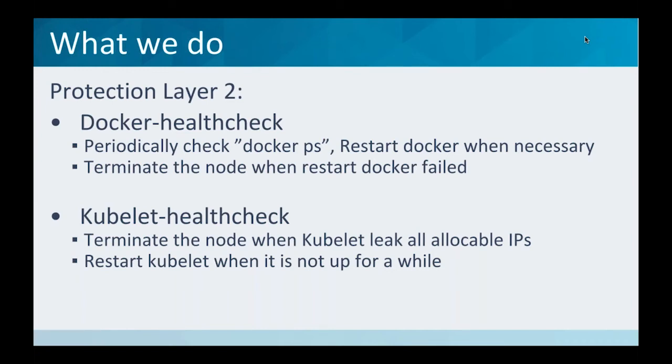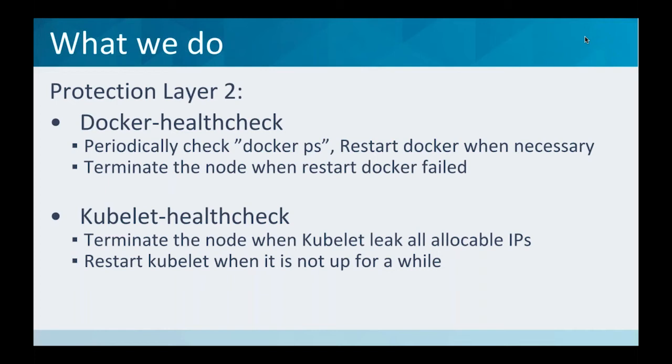There's a runaway process on the node that is constantly spawning other processes. Anything can happen, so we just terminate the node. Right, and we also had, like you mentioned, the allocatable IPs being full. That's another issue. Yes, exactly. So that part we try to get around with a kubelet health check.